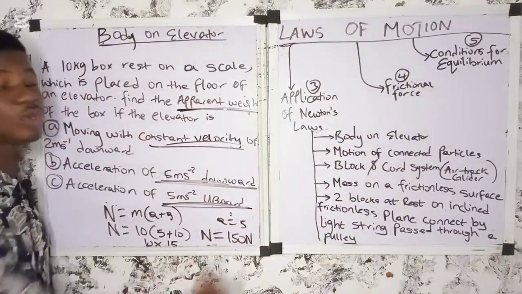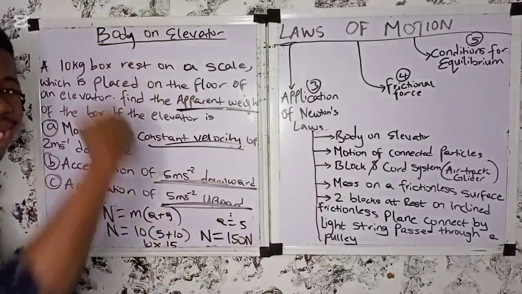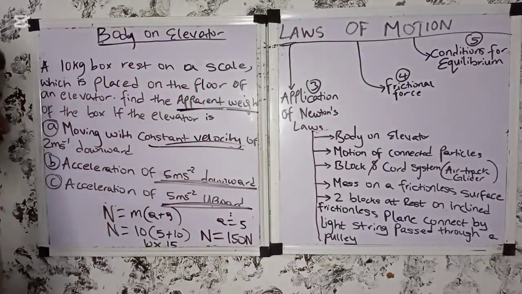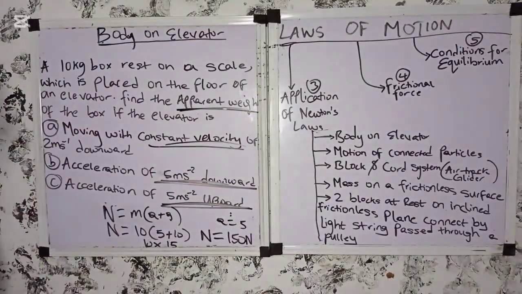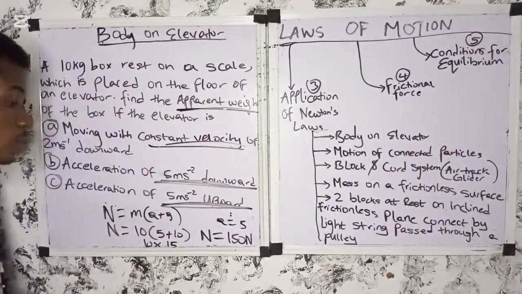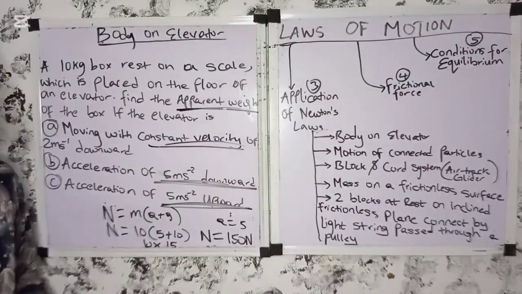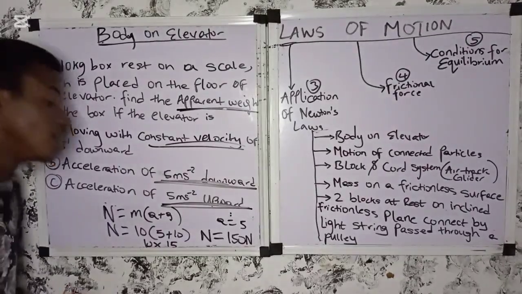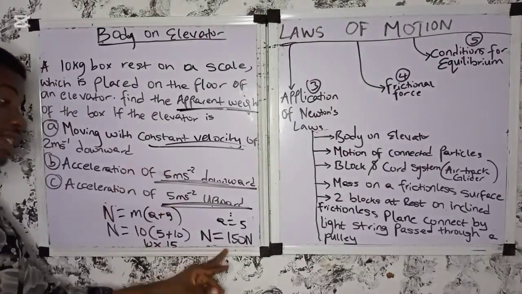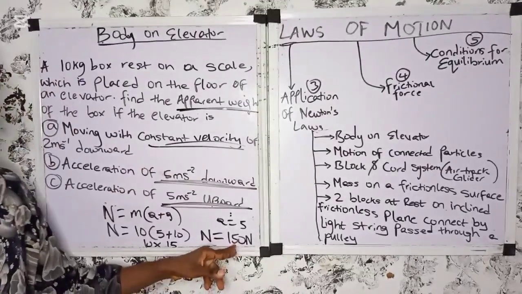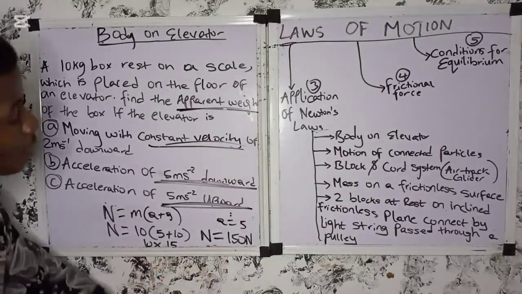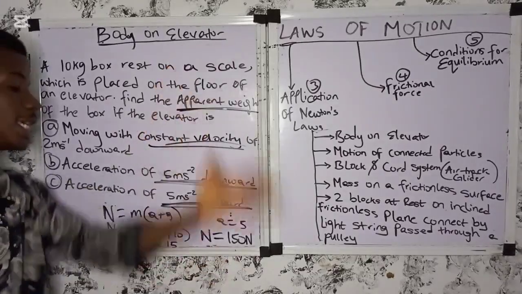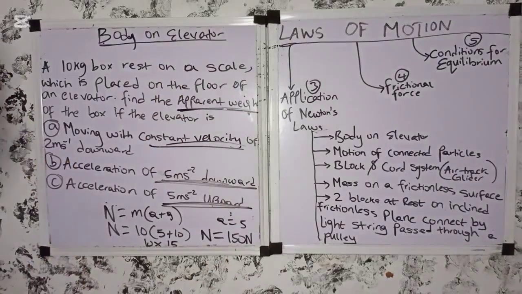The scale will read a weight of 150 Newton, greater than its real weight. Remember, when the elevator is moving upward, the scale reads a weight greater than the true weight of the body. The true weight of the body was 100, so now it reads 150 Newton. That tells you that you will feel heaviness when the elevator is moving upward.